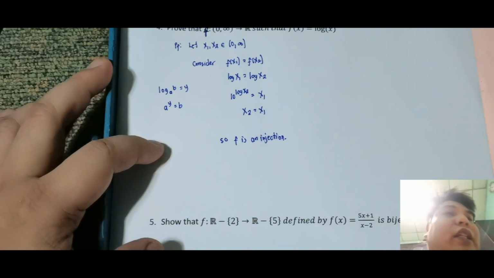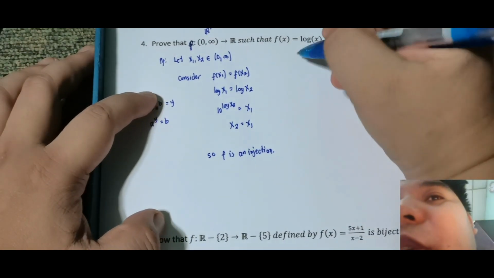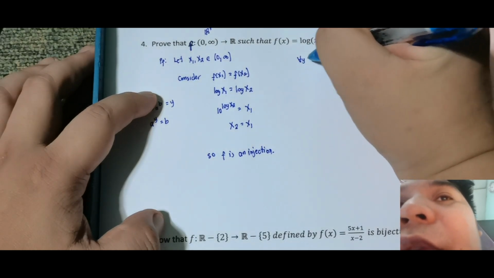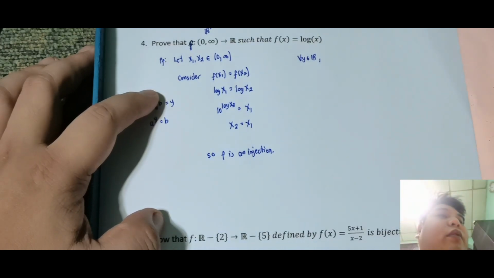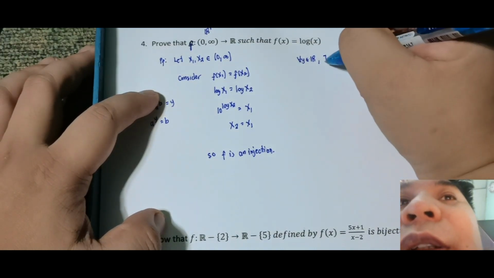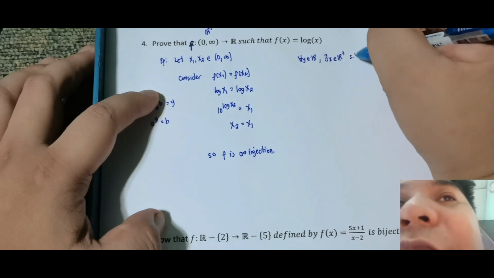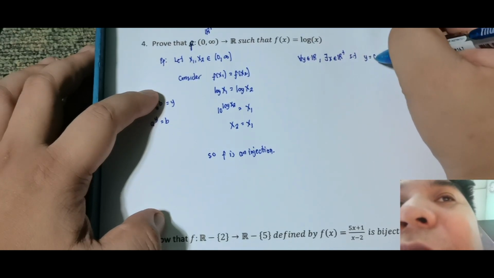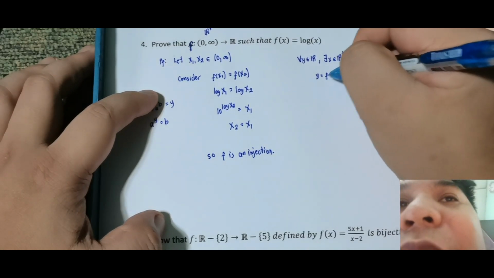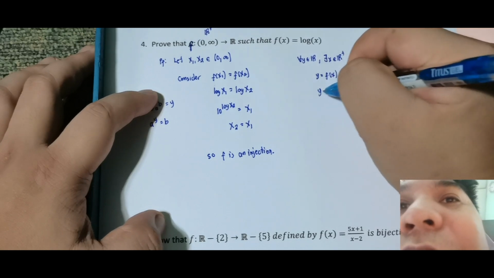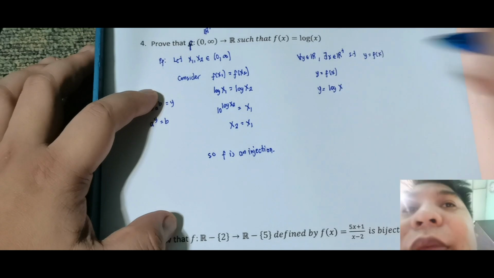Okay, so sa wording, an injection. Okay, so next is wala kasi sinabi, kaya hindi ko rin maano na. So, for all y element ng real number, there exists x element ng R plus such that y is equal to f of x. So, try natin, no? Consider yan. So, y is equal to f of x is logarithm base 10 of x.